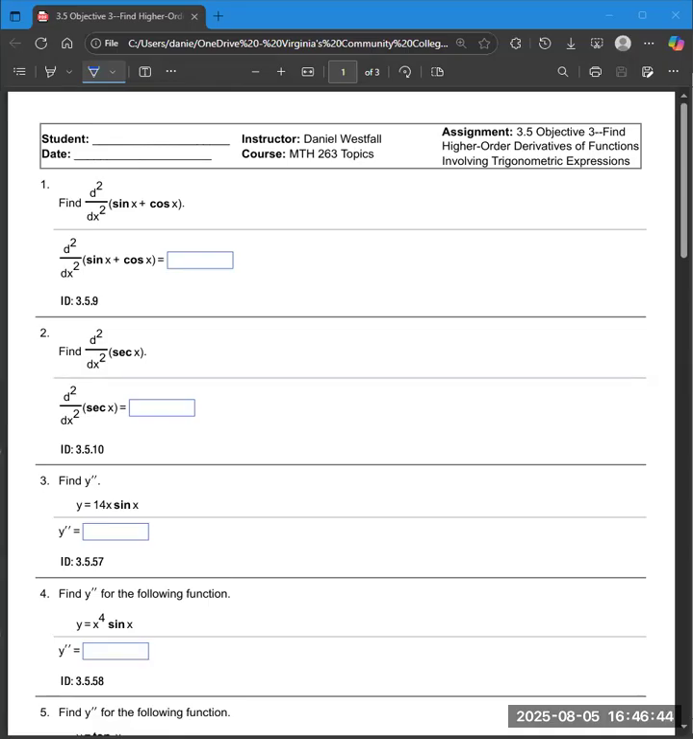In this video, we're going to talk about 3.5 Objective 3, where we find higher order derivatives of functions involving trigonometric expressions. Let's go ahead and get started.